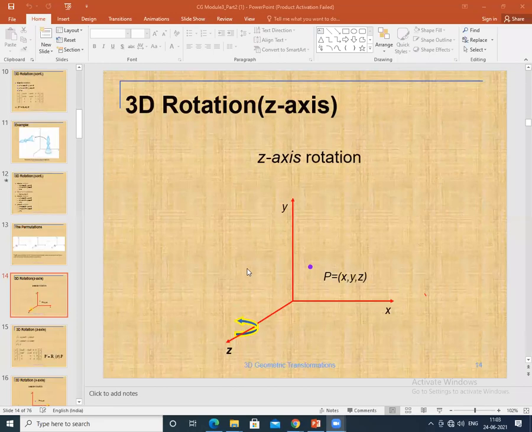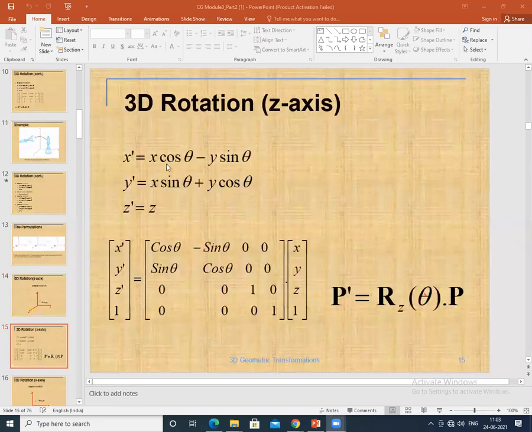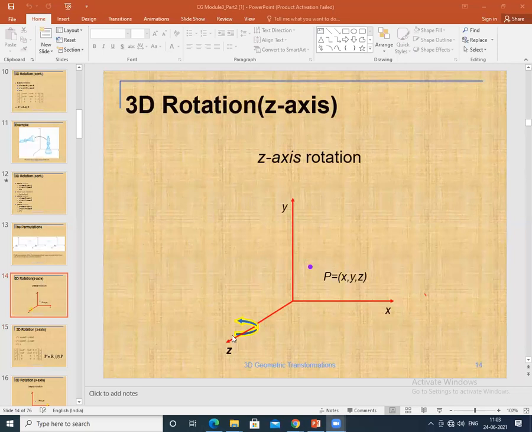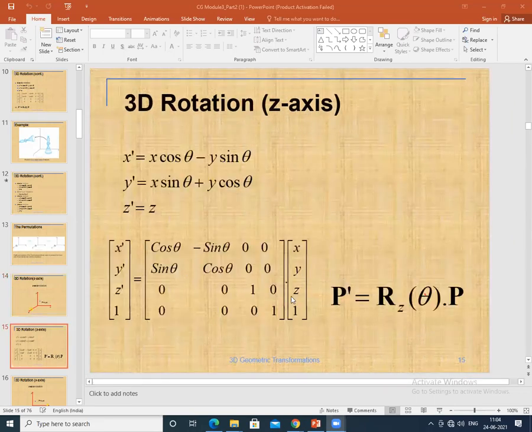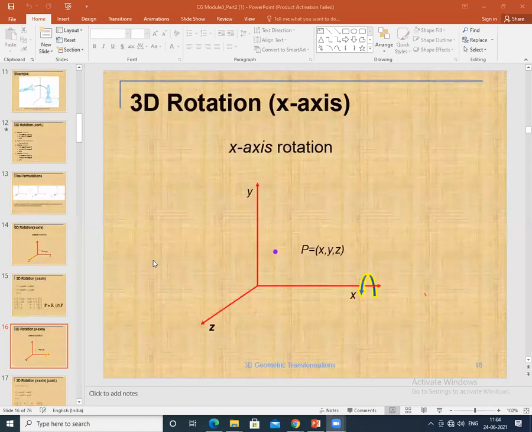Once again, see 3D rotation along the z-axis. How do you represent this? This was the equation, right? You have to remember this. We have rotated along the z-axis. So what is z-axis rotation in anti-clockwise? When you rotate along z, Rz of theta, you multiply the point P with the coordinates x, y, z by this 4x4 matrix to get the new value called P dash. So this is called 3D rotation along the z-axis. Now, 3D rotation along the x-axis.